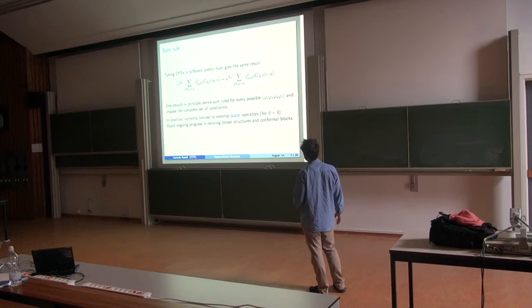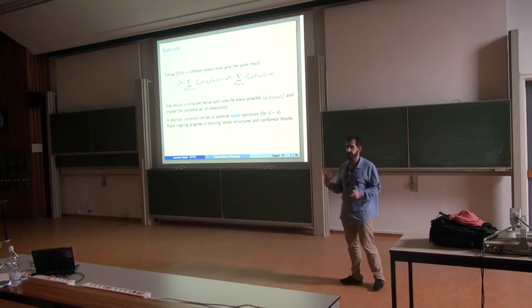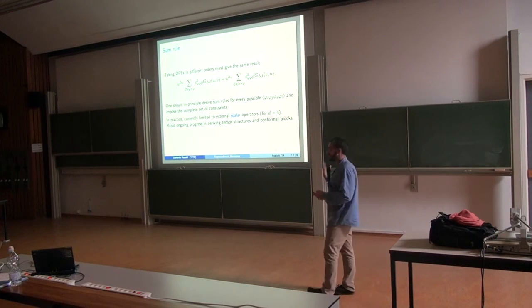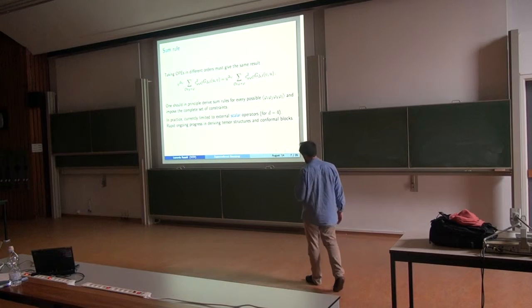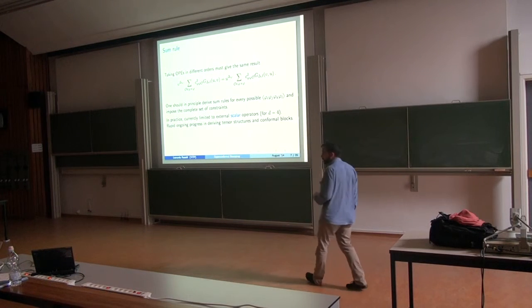But in principle, it's clear that if you want to impose a full set of algebraic constraints, you now have to repeat this analysis for all possible 4-point functions, where these phi A, phi J, phi K, phi L have all possible quantum numbers allowed by symmetries. And so, in particular, they need not be Lorentz scalars. Now, in practice, this is not so easy.